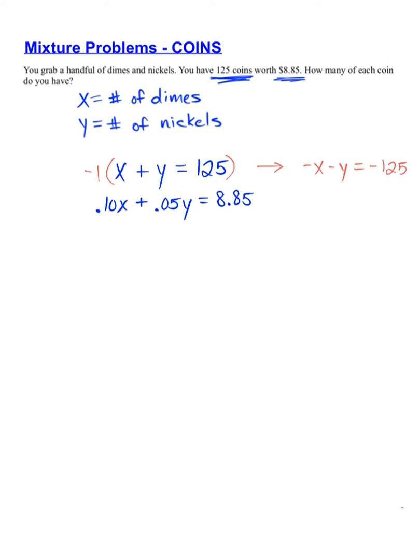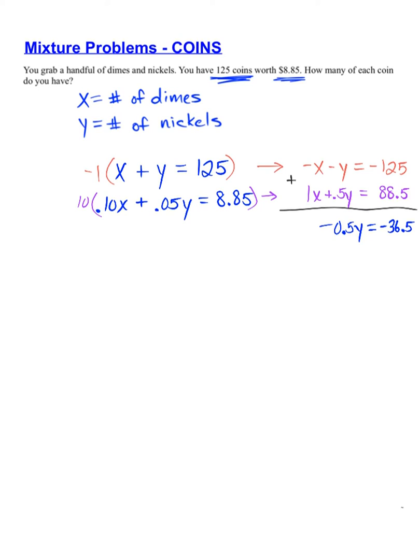Next, to create a positive 1x in the second equation, we're now going to multiply the second equation through by +10. That will move the decimal over once in the 0.10x to leave us 1x plus 0.5y is equal to 88.5. We can now add these two equations together, and the x's will cancel each other out, leaving us with -0.5y is equal to -36.5.